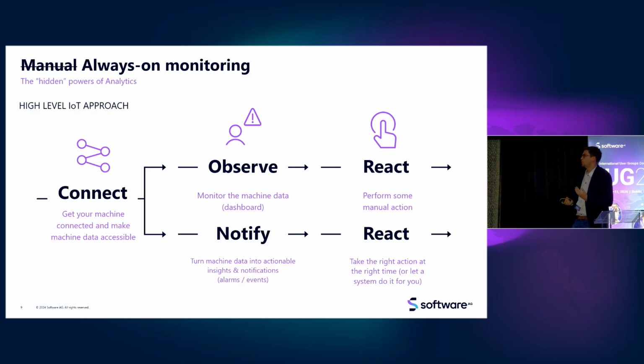So in that sense, what you rather want, rather than manual monitoring, is a kind of system which is always on monitoring. And it's basically one of the first hidden powers of analytics that we want to introduce you today. Analytics can really turn that raw machine data that you're getting from your connected devices into actionable insights and notifications, and based on that, drive actions at the right time whenever it's needed. It's interesting for PowerCo to act.